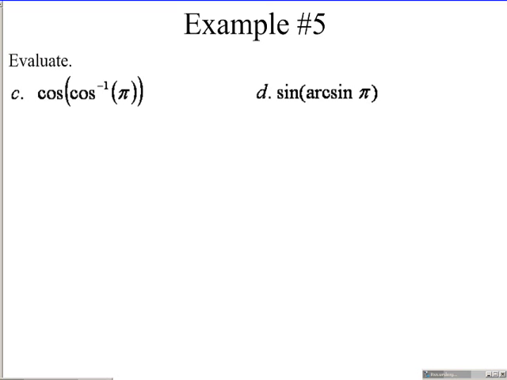Letter C here, cosine of the inverse cosine of pi. Because cosine is your outside function, you can just cancel those. You're left with pi. Sine of the arc sine of pi, same thing. We're just going to be left with pi.